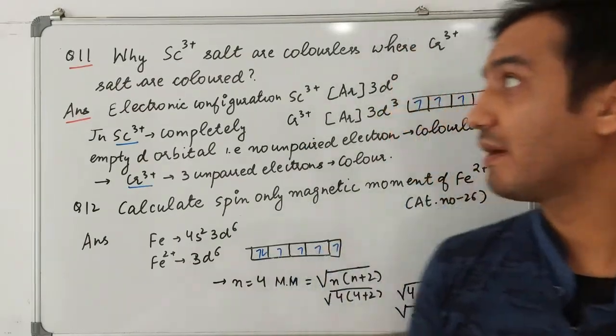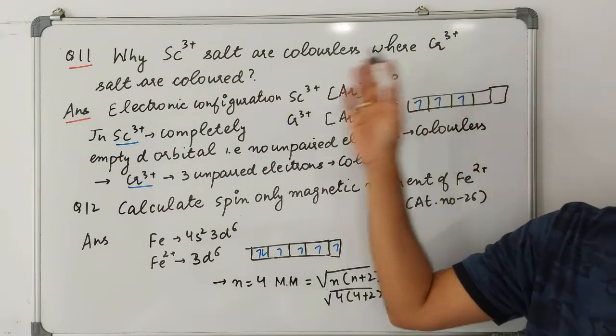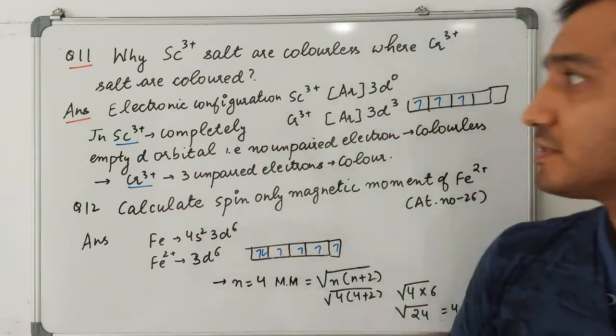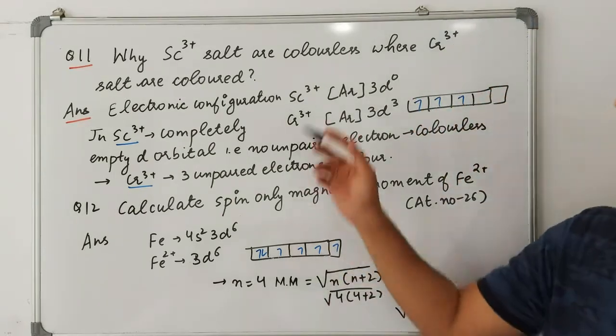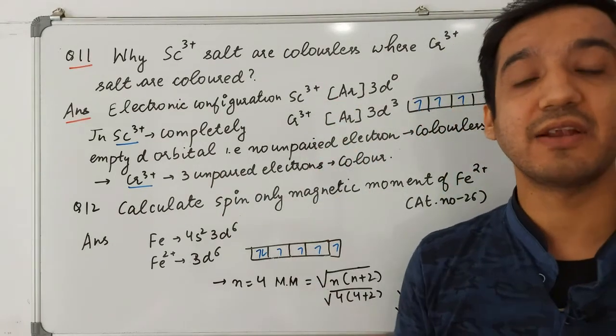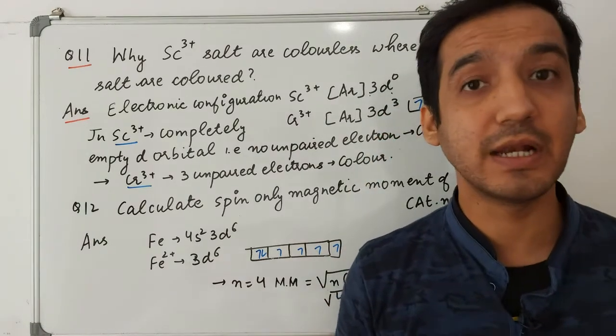Next question, question number 11. Why are Sc3 plus salts colorless whereas chromium 3 plus salts are colored? First, the electronic configuration of Sc3 plus. So what will happen when you remove 3 electrons? Its electronic configuration will become 3d0. So it has 0 electrons in the d orbital.